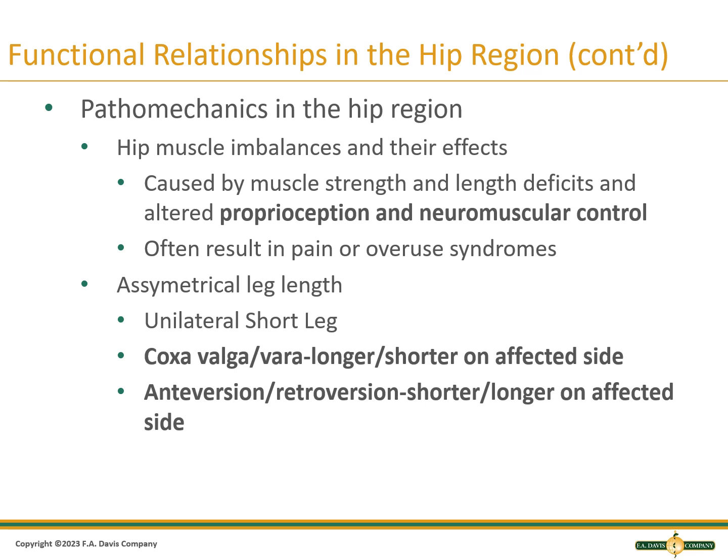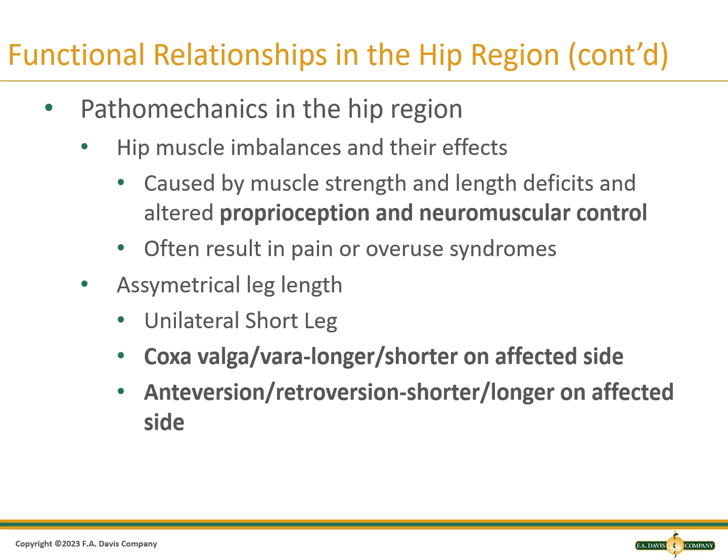Asymmetrical leg length can also be a contributing factor to hip dysfunction. So we can see that with a unilateral short leg, which just happens to measure shorter than the other leg. We can also see this in presentations of either coxa valga or coxa vara. So patients with coxa valga, that's going to be an increased angle of inclination, right? They're going to have a longer lower extremity on the affected side. So if you think about an increased angle of inclination, that's effectively making the femur longer, and so the affected extremity is going to be longer on that side.